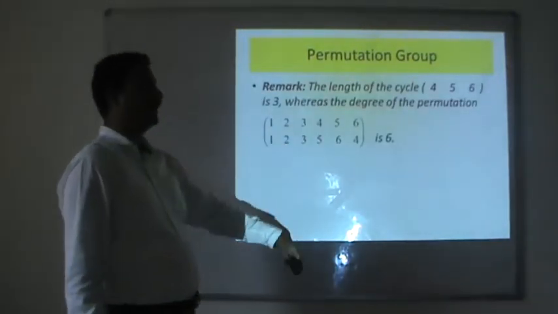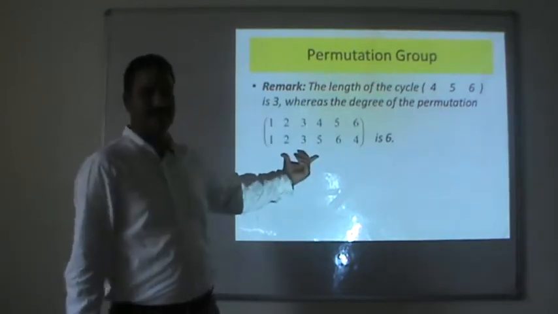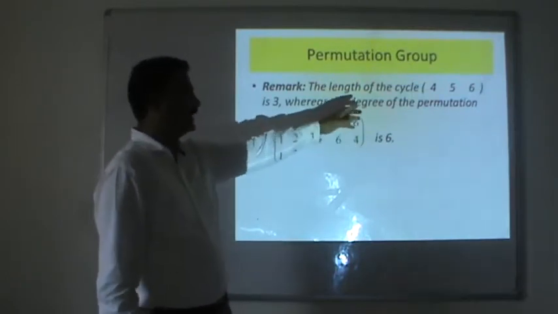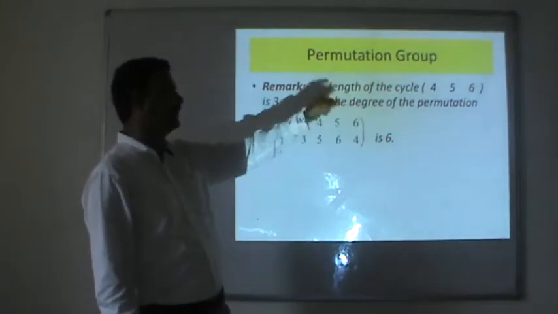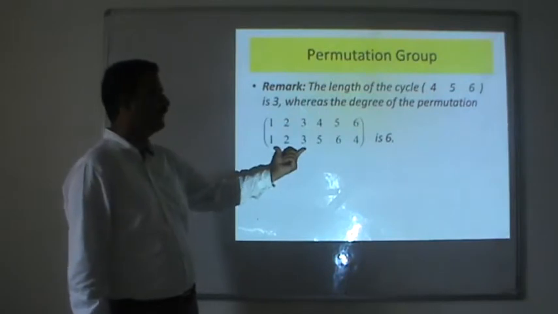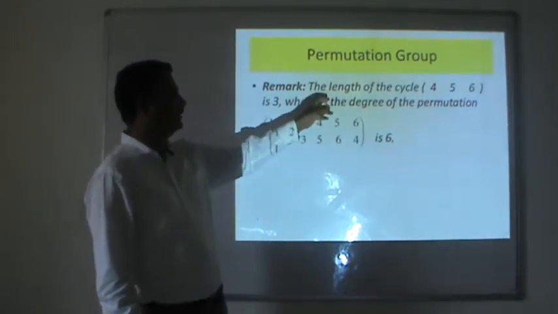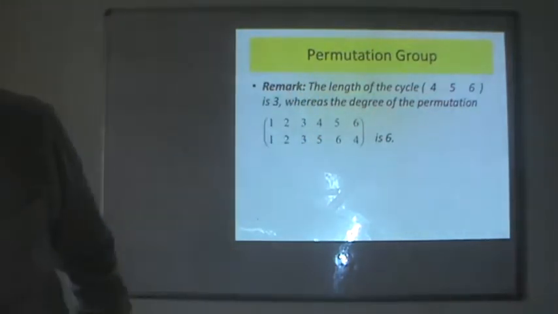So the length of the cycle (4, 5, 6) is 3, whereas the degree of the permutation is 6. Because in the domain we have 6 elements, and in the cycle we have just 3 elements. Because 4 goes to 5, 5 goes to 6, and 6 goes to 4. So this cycle can also be written in permutation form, and this permutation has degree 6, while the length of the cycle is just 3, because in the cycle we have just 3 elements.